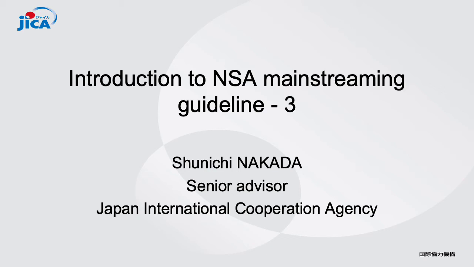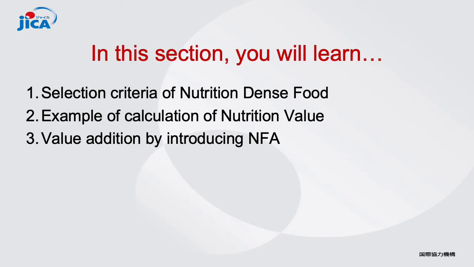Introduction to NSA Mainstreaming Guideline, Session 3. In this section, I'm going to explain about 3 points. First, selection criteria of nutrition-dense food. Second, example of calculation of nutrition value. Third, introduction of NFA tool.